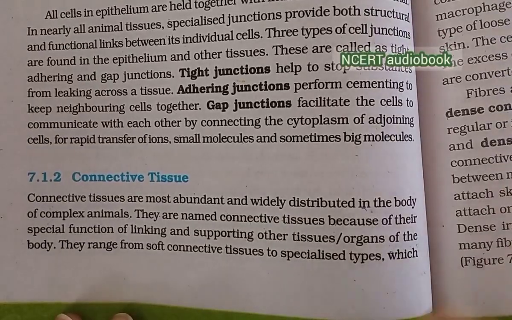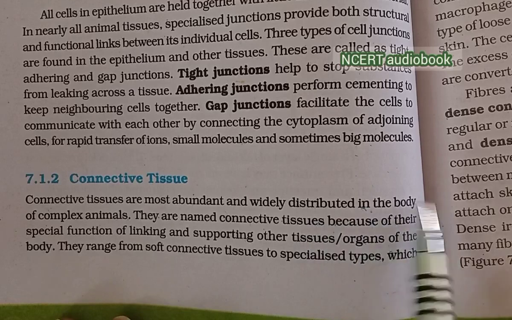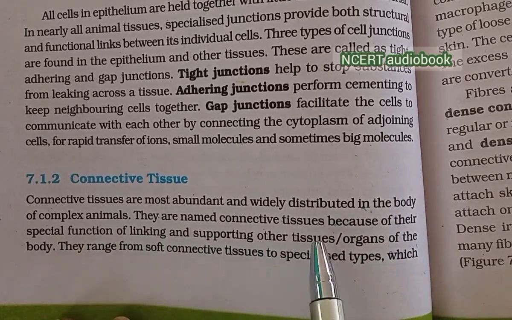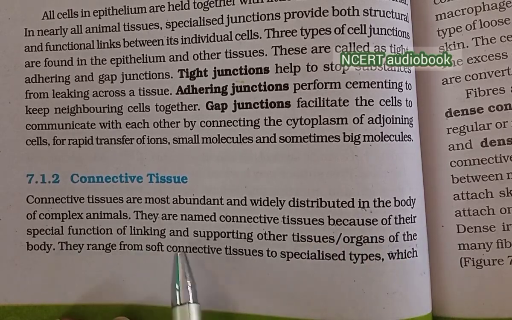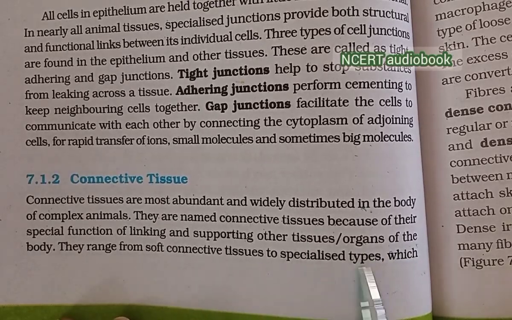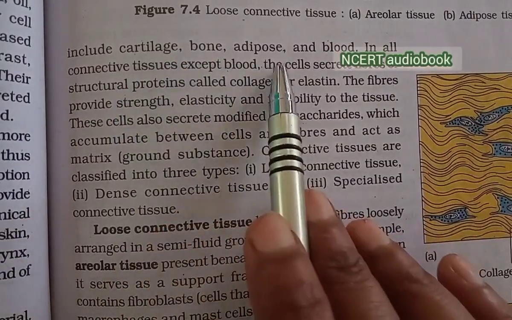Connective tissue. Connective tissues are most abundant and widely distributed in the body of complex animals. They are named connective tissue because of their special function of linking and supporting other tissues and organs of the body. They range from the soft connective tissues to specialized types, which include cartilage, bone, adipose and blood.